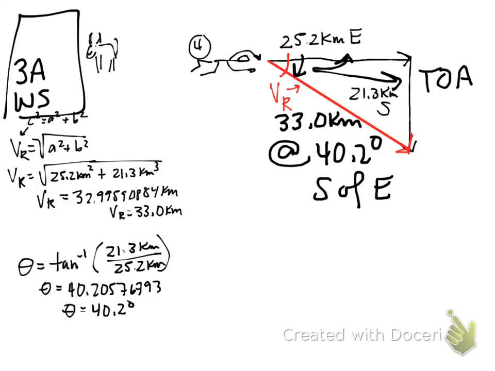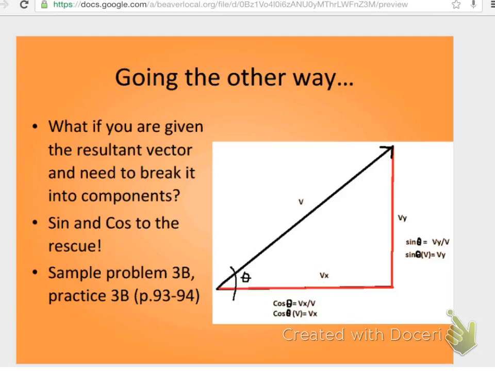Now, of course, you know we have to come out the other direction. So, what if we get the resultant vector and we want to find the components? Do we have a way to do that? By golly, yes we do, or there wouldn't be a slide. And you wouldn't have the 3B packet. So this is where we use our other two trig functions.